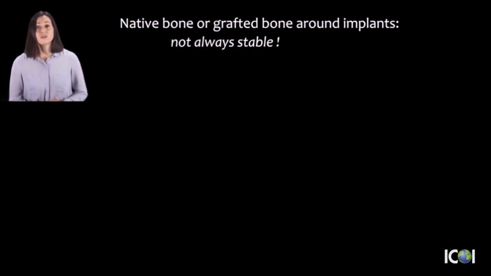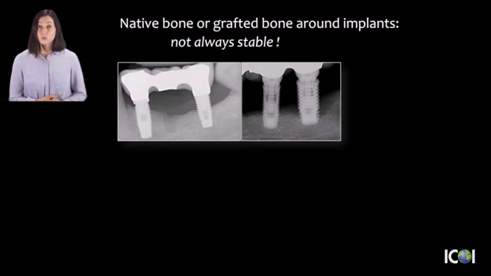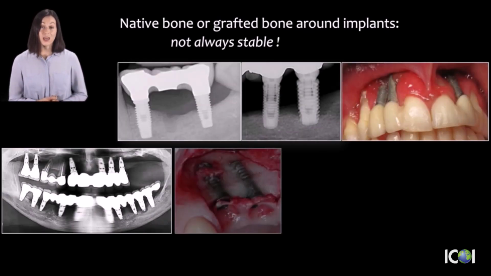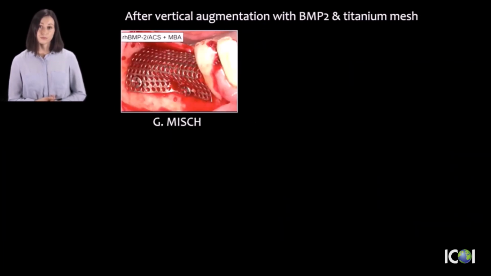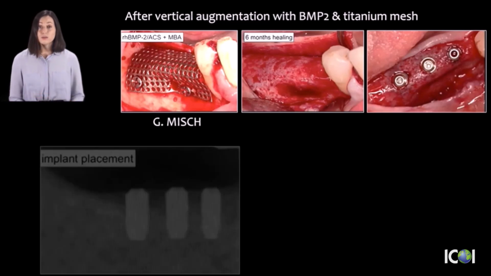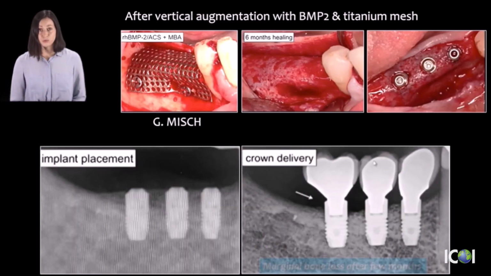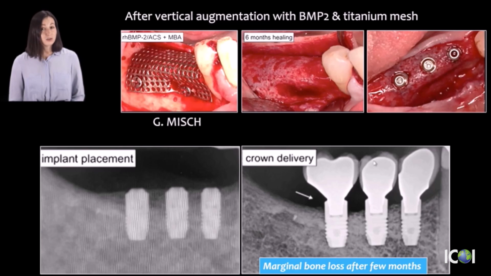We know that the bone around implant, either native or grafted, is not always stable. And sometimes we see these complications enter our dental offices. Even if you use BMP2 in a graft, you cannot maintain the bone every time.